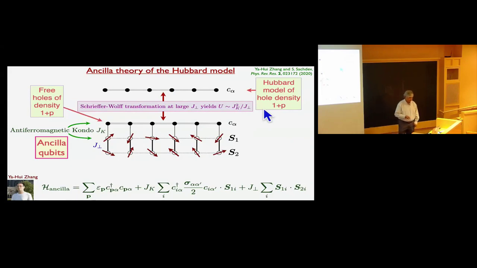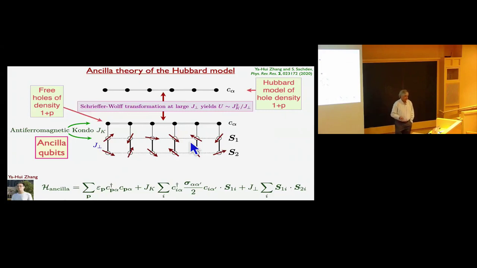So at least in first order in J perp, for a very large J perp, this is an exact mapping. You can go to any higher order you want, and of course you'll develop more and more complicated couplings. Needless to say, we haven't done that, but anyway, the general idea hopefully is clear.